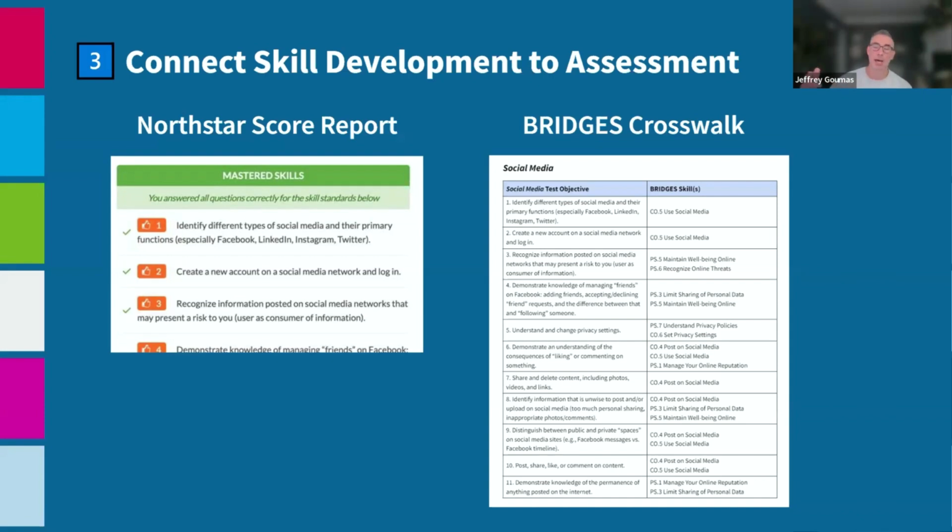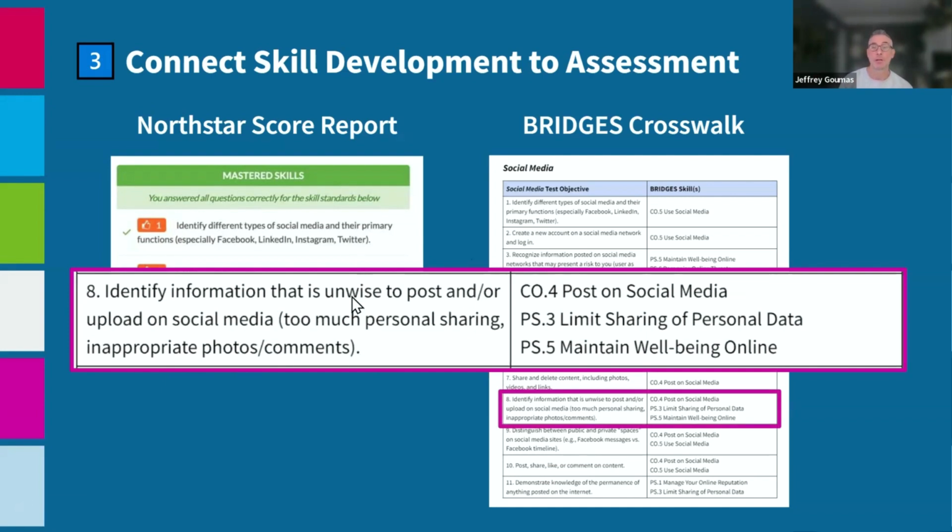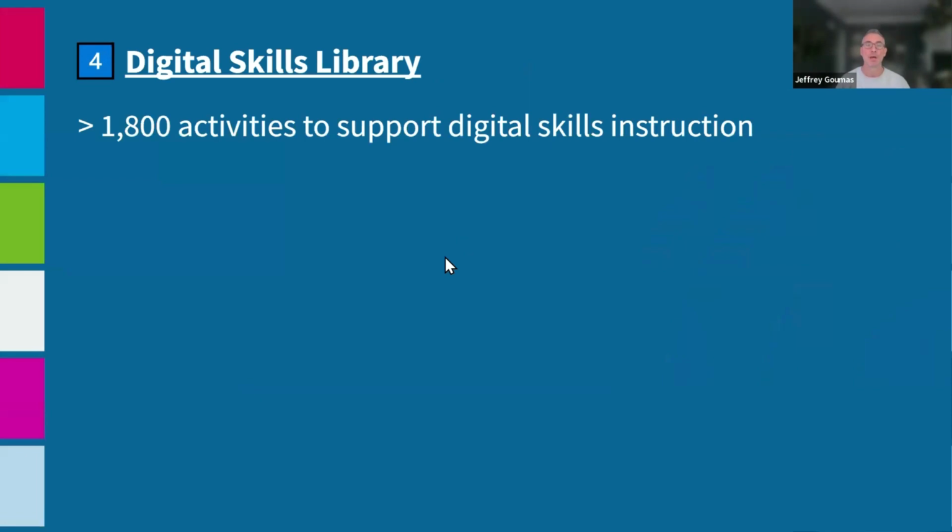The licensed version has more robust tools, but even with the free version, you can take a digital skill assessment and you get a score report on mastered skills as well as skills that a learner might need to work on. And so for each one of these assessments, we have the North Star skill and then the relevant Bridges skills that align. So those are all resources to support the identification of skill needs and maybe goal setting of skills for learners.